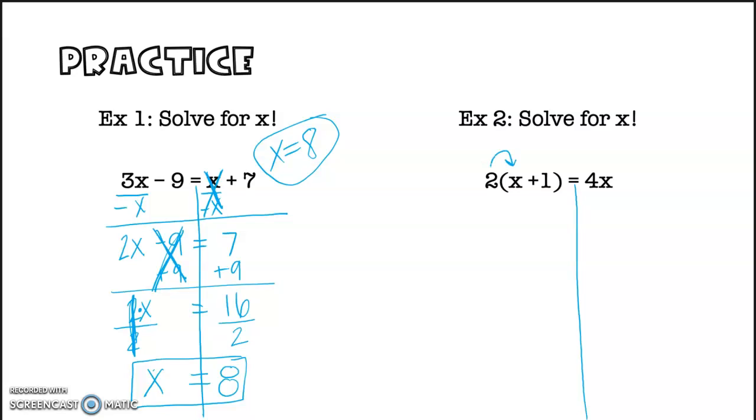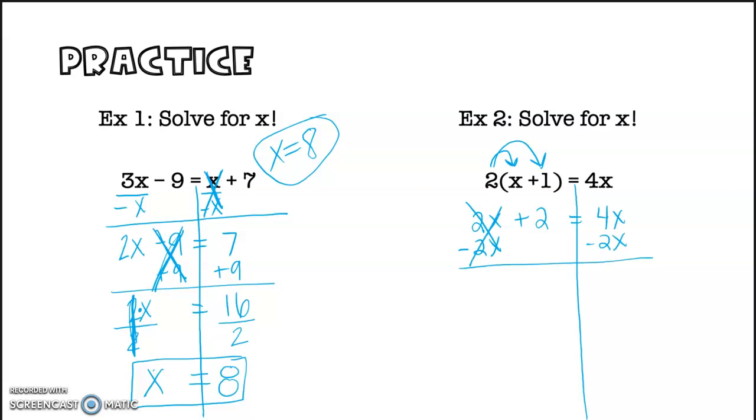So my first step is distribute 2. So that leaves me with 2x plus 2, and that equals 4x. Nothing changed. Alright, so we need to move all the variables to one side. So again, I'm always going to move my smaller one first. My smaller variable term is 2x. My bigger one is 4x, so I'm going to move 2x over 4x. Because it's positive, I'm going to subtract it from both sides.